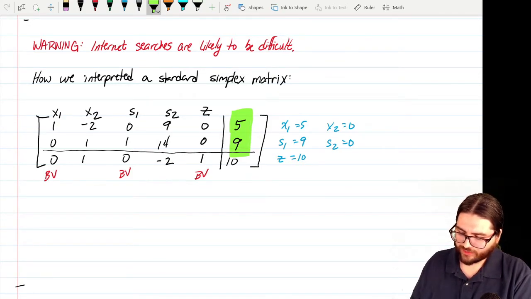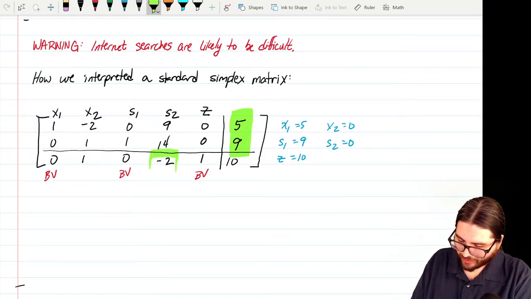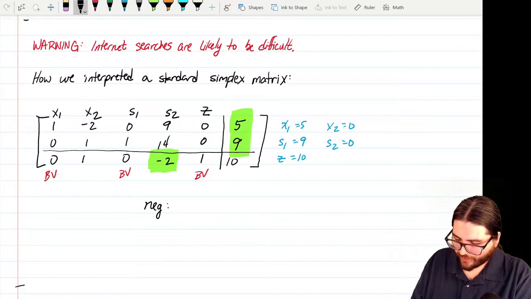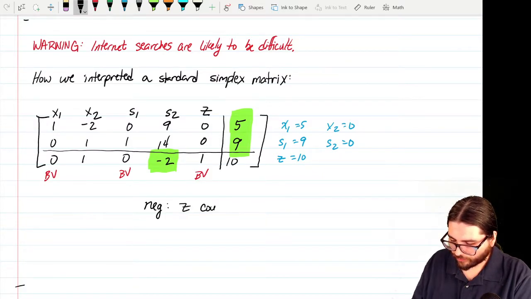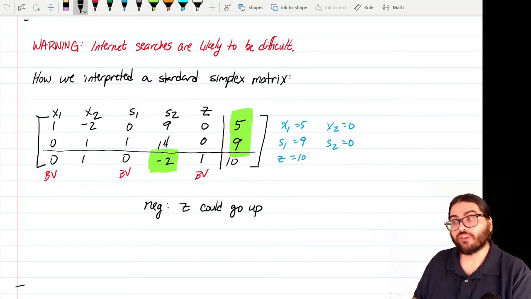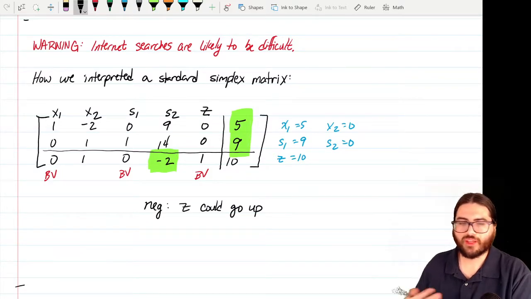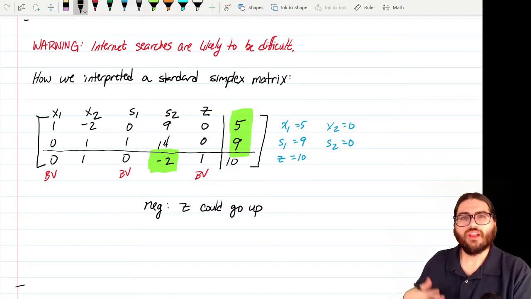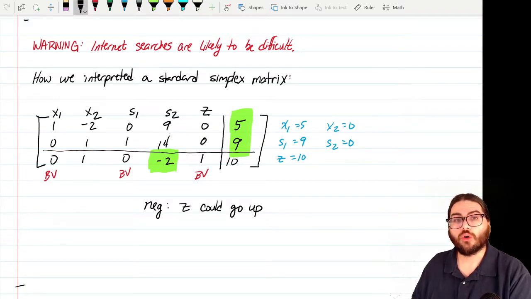And we read this simplex matrix to say when these numbers in the bottom, we call them the indicators, were negative, that meant that Z could be improved, or Z could go up. And since we were maximizing Z, then we kept repeating the simplex method pivot steps until there were no more negative numbers, because that meant that Z could no longer go up anymore. So that's when we knew we were done, is when we ran out of negative numbers in that bottom row.